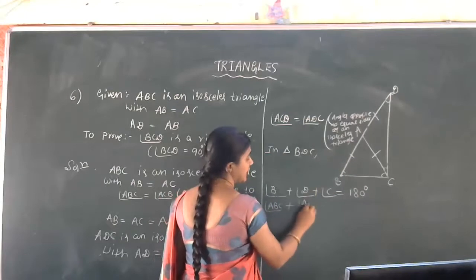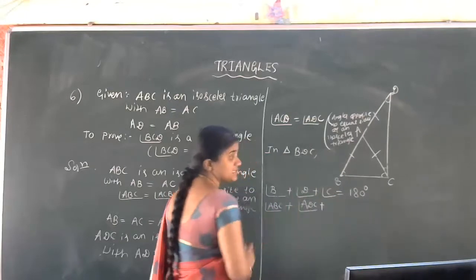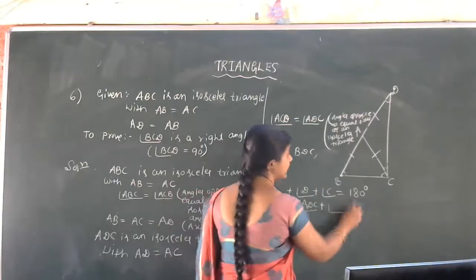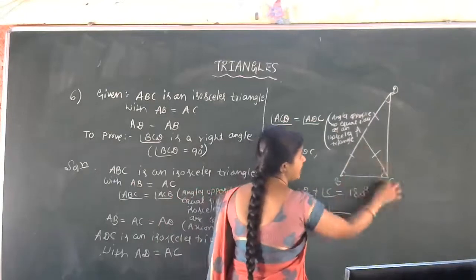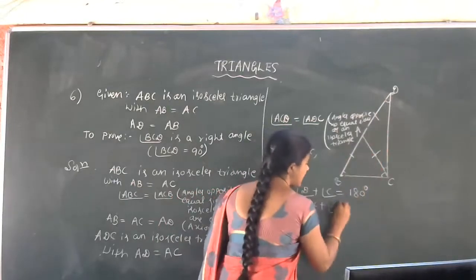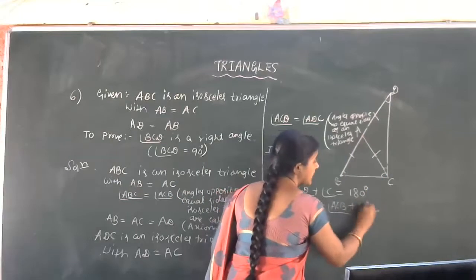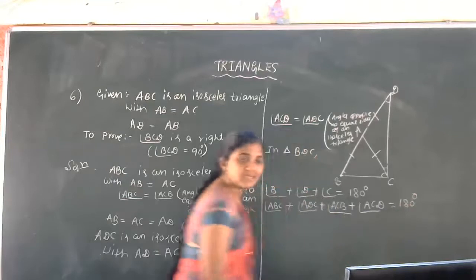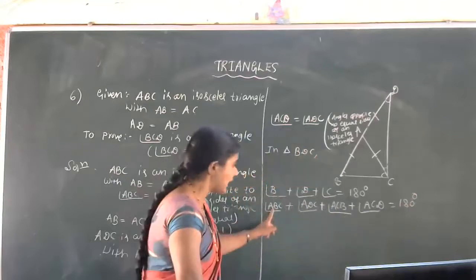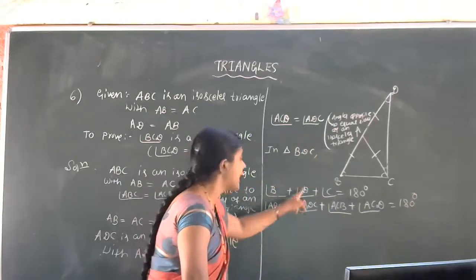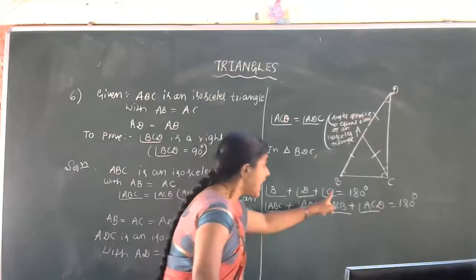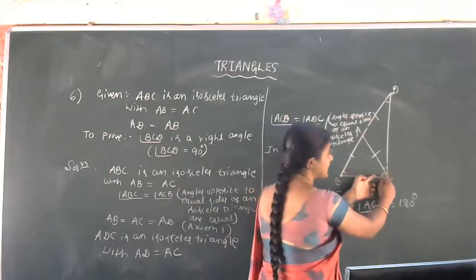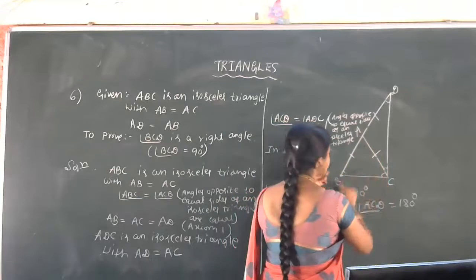ABC is an isosceles triangle with AB equal to AC. Therefore, this angle is equal to this. Then ACD is also an isosceles triangle. Therefore, this angle is equal to this. Call this one equation 1 and this one equation 2. Then apply the angle sum property for this big triangle BCD: B plus C plus D. B is named ABC, D is named ADC.